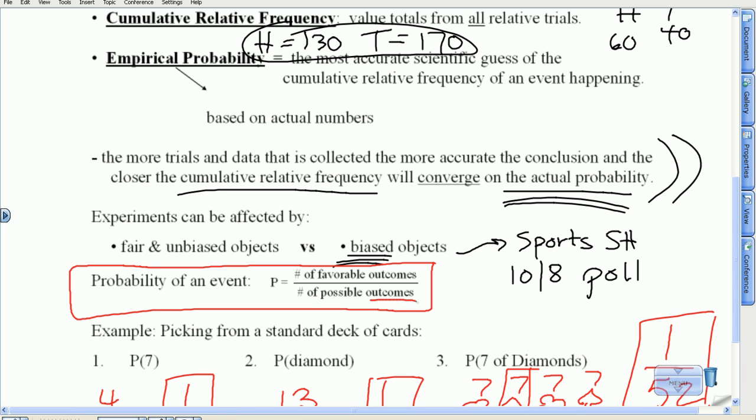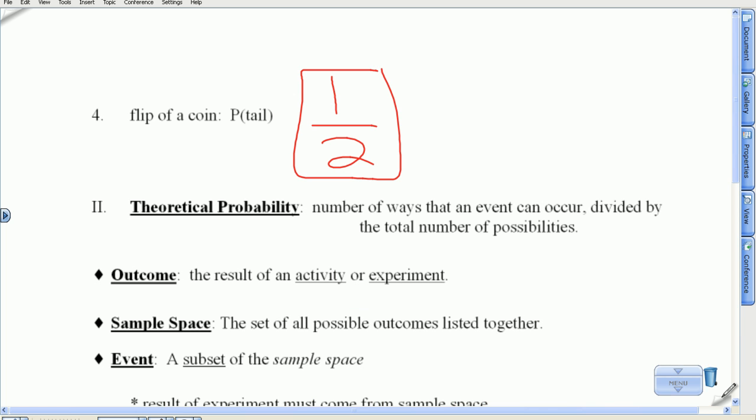Outcomes. See the word outcome in this formula? So now we're defining what outcome means: the result of an activity or experiment. You take your deck of cards, you pull out a card, whatever's on that card is an outcome. You roll a die, whatever number appears on top is an outcome. You spin a spinner, whatever number it lands on is an outcome.